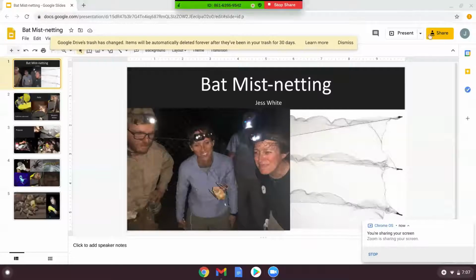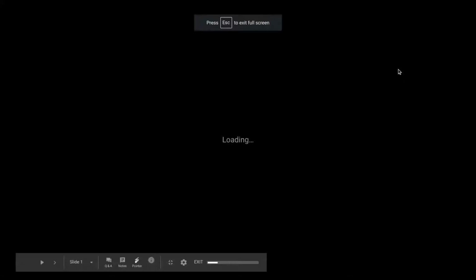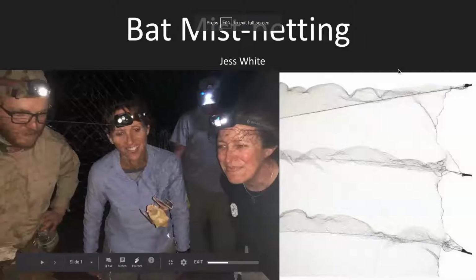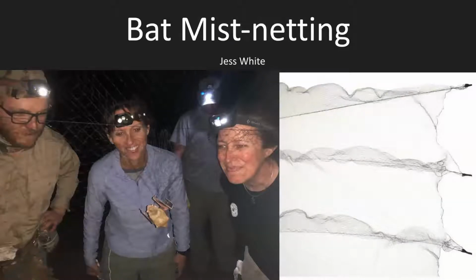Okay. So what I had done last summer, unfortunately not this summer due to COVID and the zoonotic potential of giving COVID to bats, was bat mist netting. And so I had never mist netted bats before.